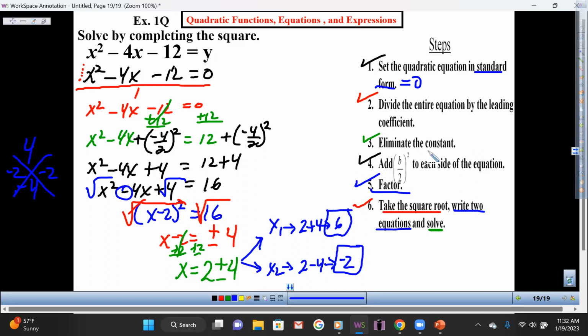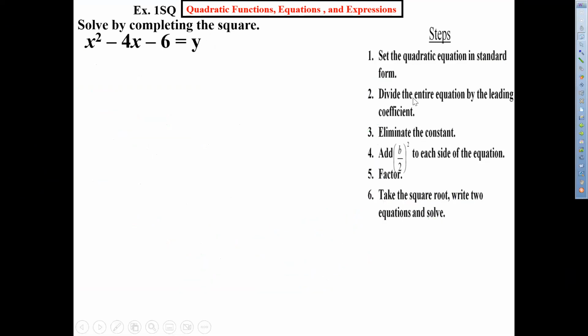Let's do another one. Do this next one by yourself. Let's see how you do with the whole thing. Example 1, supercube. X squared minus 4x minus 6 equals y. I left the steps on the side for you to follow. Try to do it without looking at the steps. See if you already have it automatic from here. And I'll come right after, give you a head start.